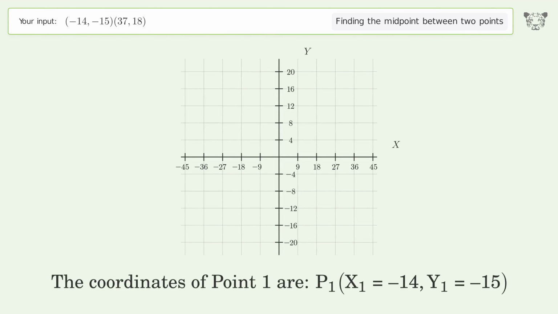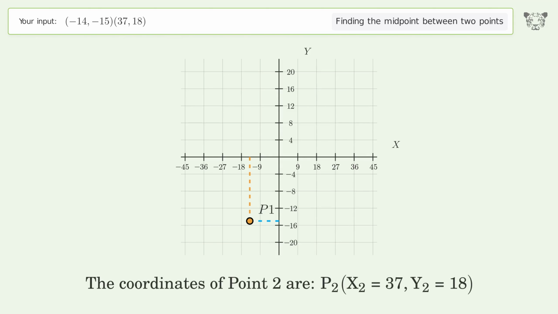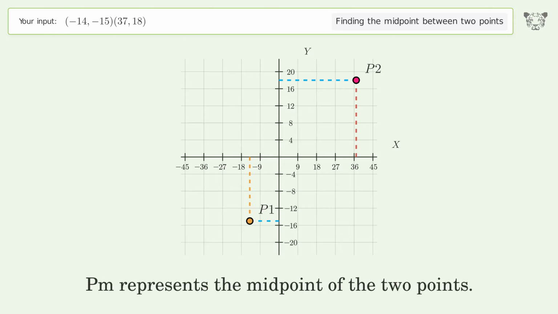The coordinates of point 1 are x1 equals -14, y1 equals -15. The coordinates of point 2 are x2 equals 37, y2 equals 18. PM represents the midpoint of the 2 points.